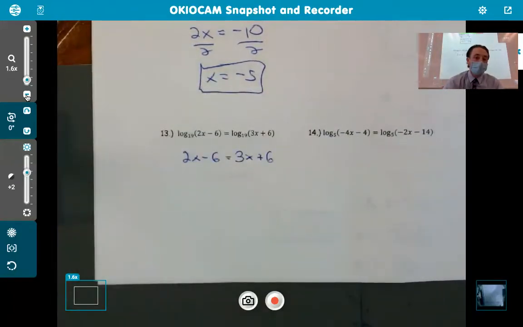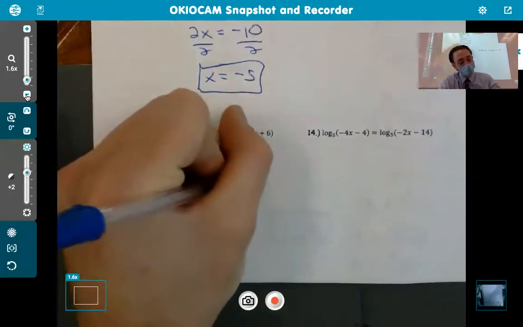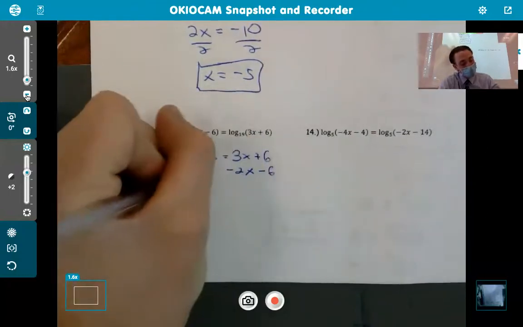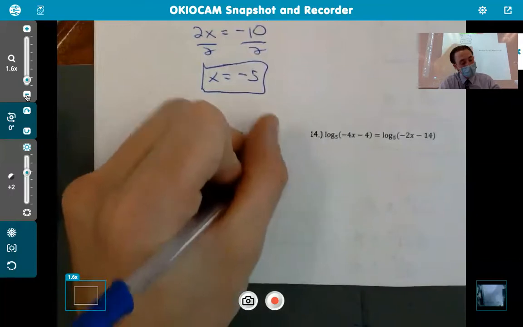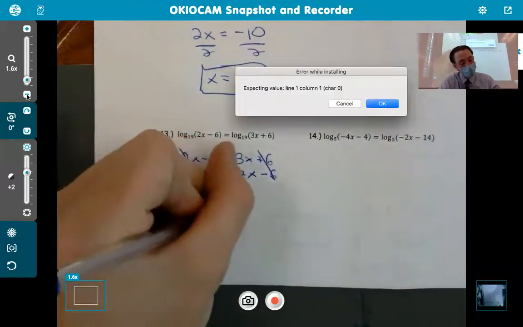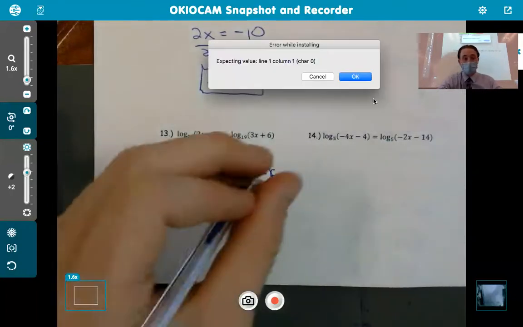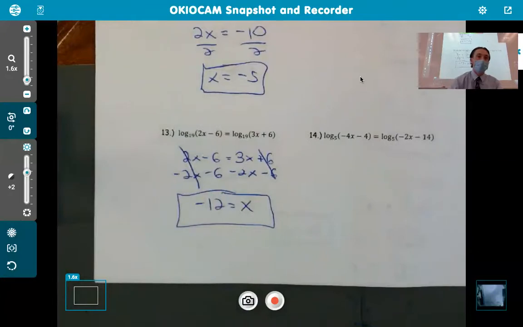2x minus 6 equals 3x plus 6. Go through my process again. Let's get all of our variables to one side. It doesn't matter necessarily what I do for equations. So I'm going to subtract 2x and subtract 6. And I'll get negative 12 equals x, which is nice. I don't have to worry about dividing or anything like that. So that is my answer. Negative 12 equals x.